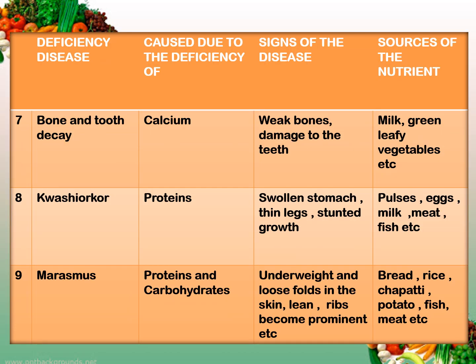Next deficiency disease is bone and tooth decay. This disease is caused in a person if his diet lacks calcium for a long time. And the signs of the disease means the evidence of the disease are weak bones, damage to the teeth, means bones will be very weak children, and also the teeth gets damaged. And the food items that are rich in calcium are milk, green leafy vegetables, etc.